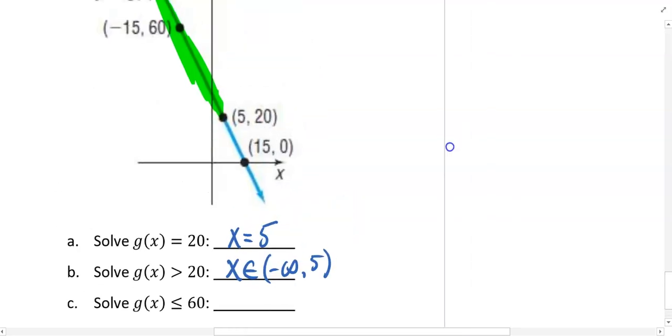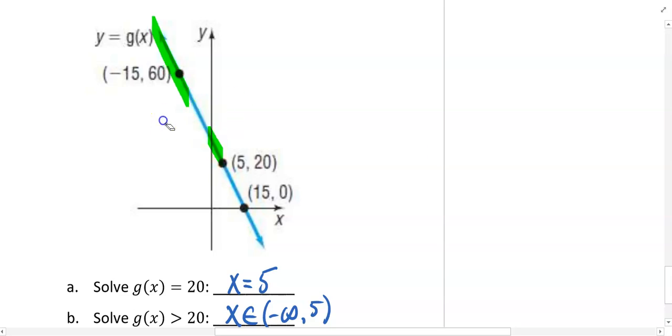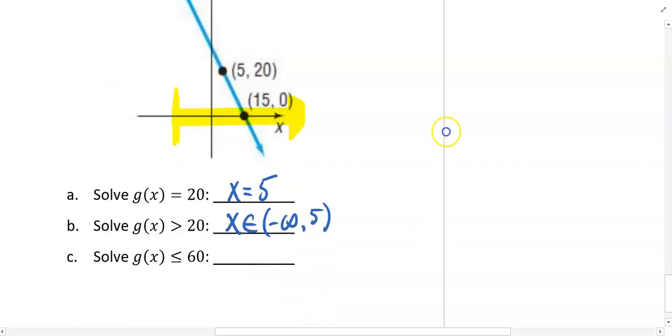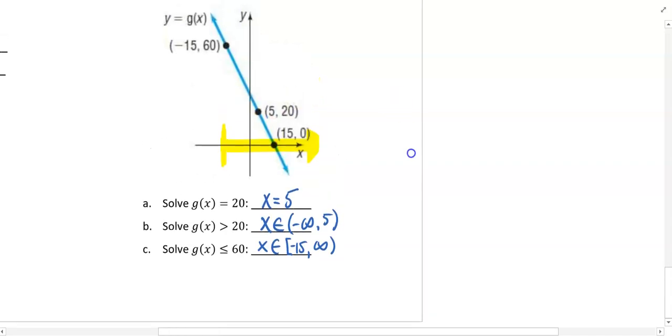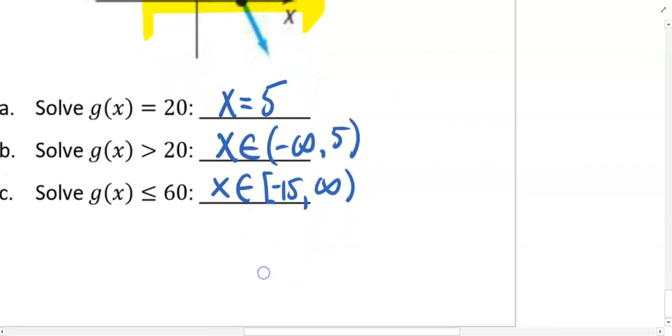For part C, when is the function less than or equal to 60? Well, the function is less than or equal to 60 starting here at this point, -15 on the x-axis, and continuing in this direction. So the x values that produce a y result of 60 or less start here at -15 and continue indefinitely to the right because this is a linear function. So we would say x must exist from -15 to infinity. -15, of course, is included in this solution. Infinity is not because it is a concept, not a number.